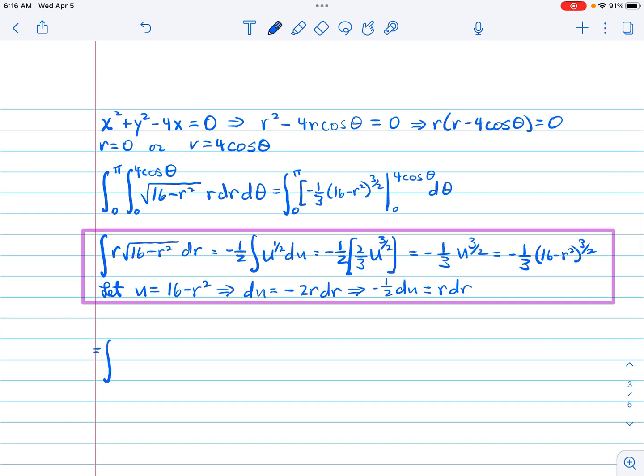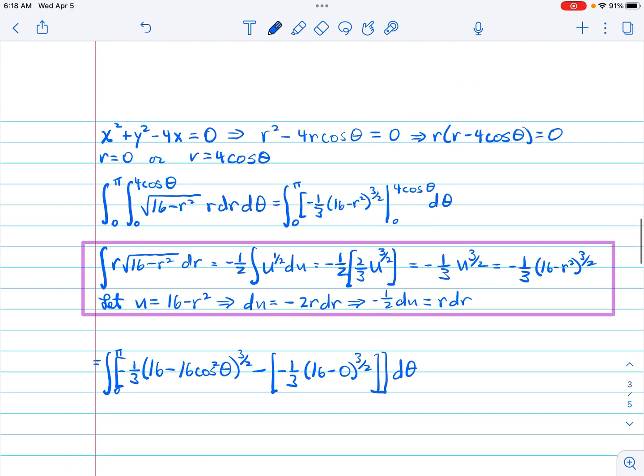Now, so let's see what we have now. We have 0 to pi. Now, if I put in, let's see what we've got here. I've got negative 1/3 times 16 minus 4 squared, which is 16 cosine squared, to the 3 halves, minus negative 1/3 times 16 minus 0 to the 3 halves. And that would be d theta. Okay, so let's see what this gives us.